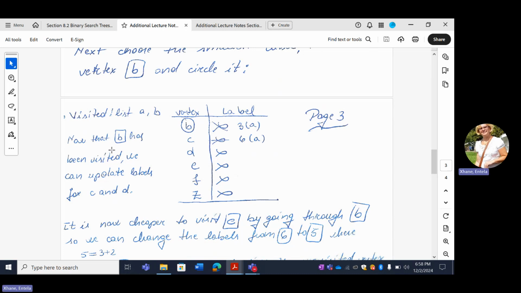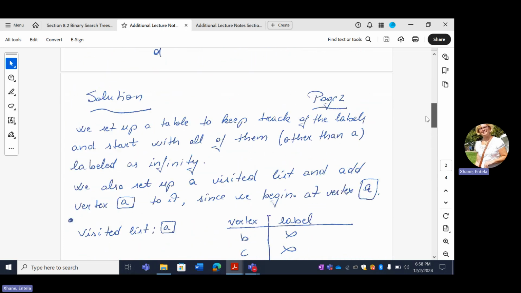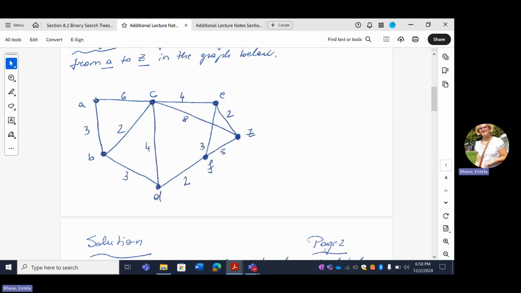So that means B is updated. It is visited. I won't be able to do anything about B. It's going to stay labeled at 3. But then I see an opportunity to update C. So that's why I'm not circling C. So let's go back to the image. There are 2 paths to go to C. One is the direct from A to C, which is 6 units. And there is this interesting path. I can go to B first with 3 units and go to C, which is 2 units. And this is cheaper than going directly from A to C.